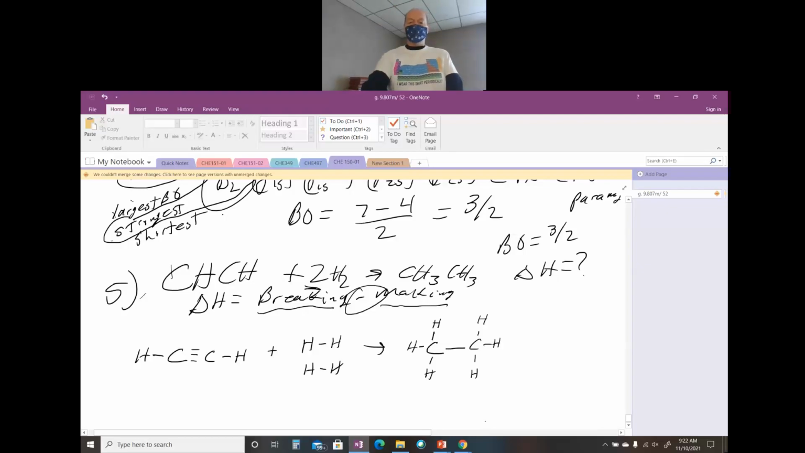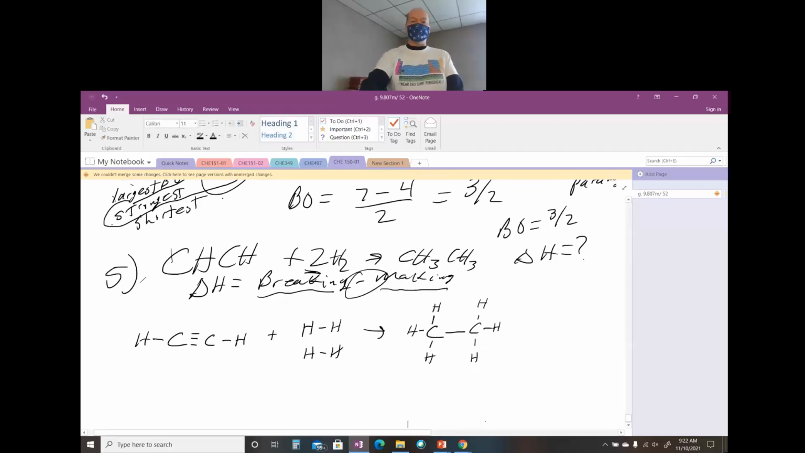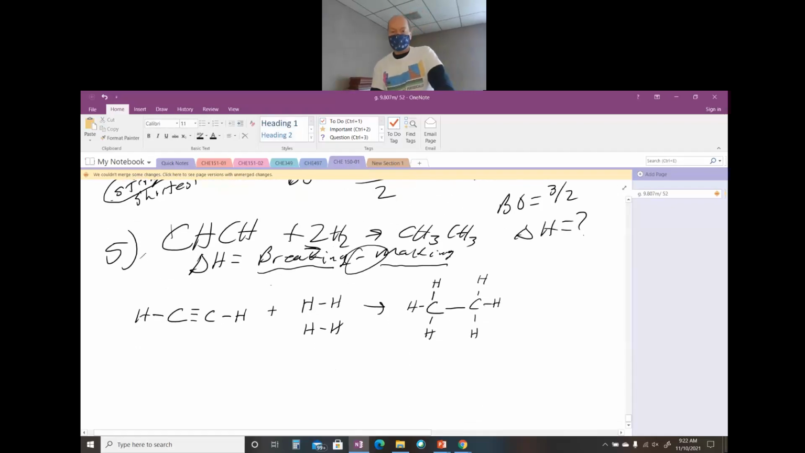All right, so in order to get this problem correct, you have to be able to draw the Lewis structures. If you cannot draw Lewis structures, this is going to be a horrible test. All right, Lewis structures is 90%. I don't know if it's that high, but it's a very high percent of what is required for this test.